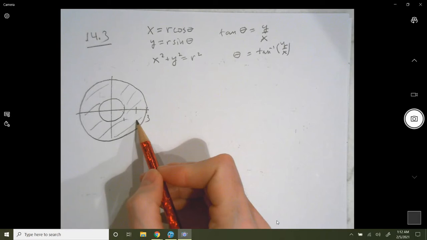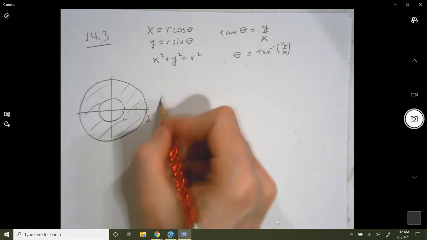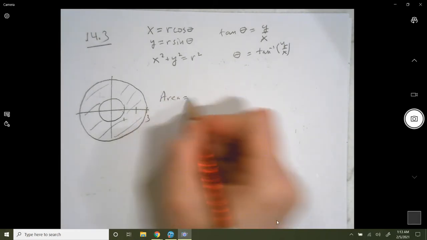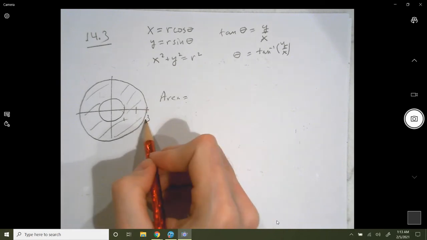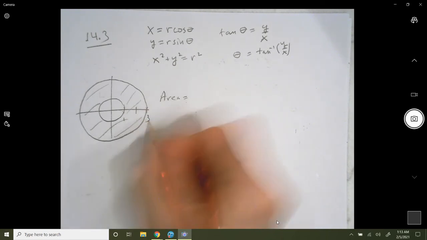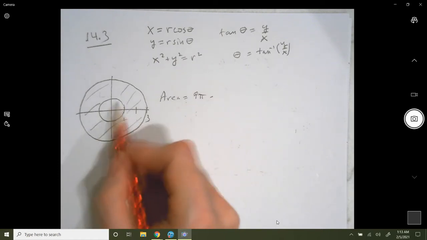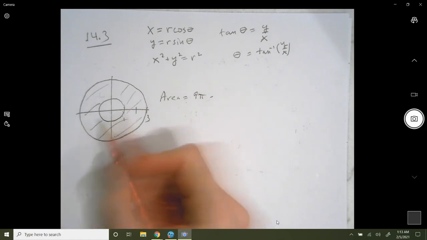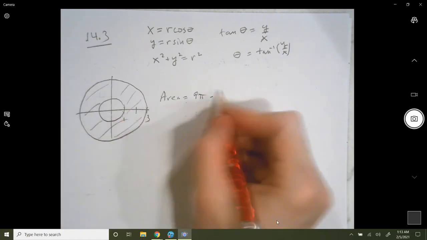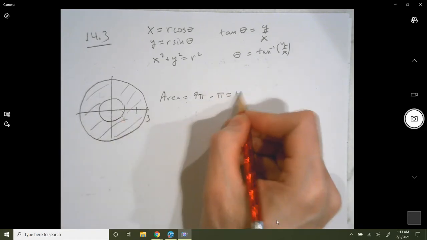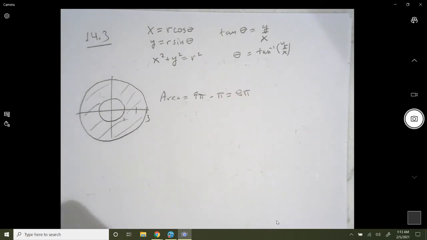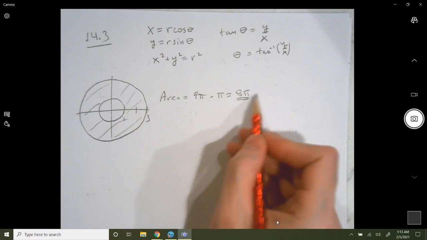Now, you could do it geometrically. The area in between would be the area of the outer circle, which is pi times r squared, pi times 3 squared, 9 pi, minus pi times r squared for the inside circle. Just subtract out that donut hole in the middle, pi times 1 squared, so pi, and you get 8 pi.